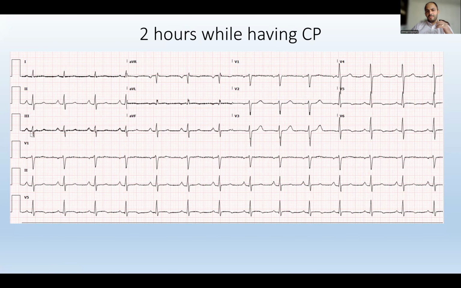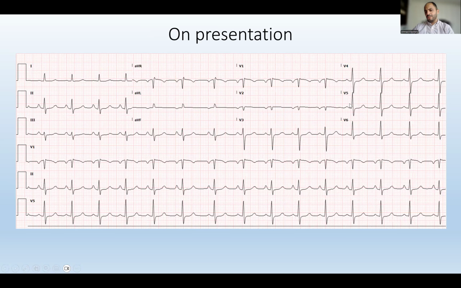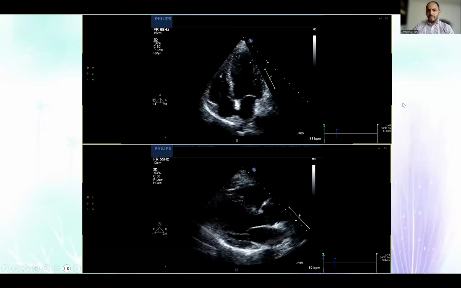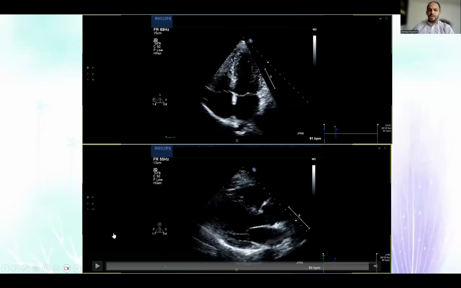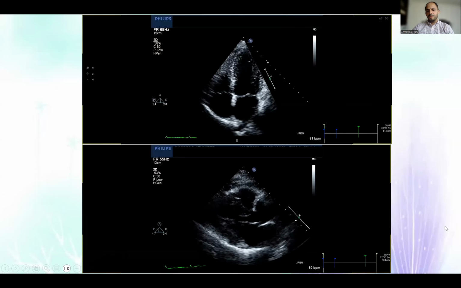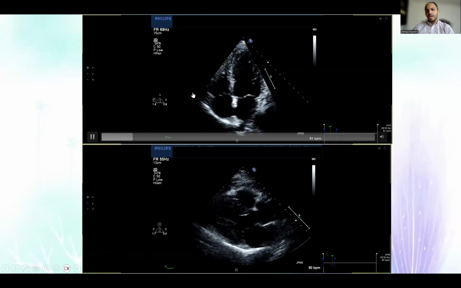As you can see, you can look at the lateral leads here, V5 and V6, and compare them to previous. There is a hint of ST segment elevations with flipped T waves; these are ischemic findings. So due to elevated troponins, the patient's chest pain and EKG abnormalities, she ended up with an echo.